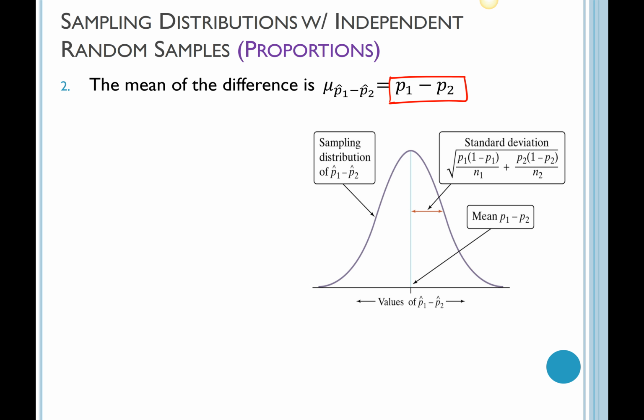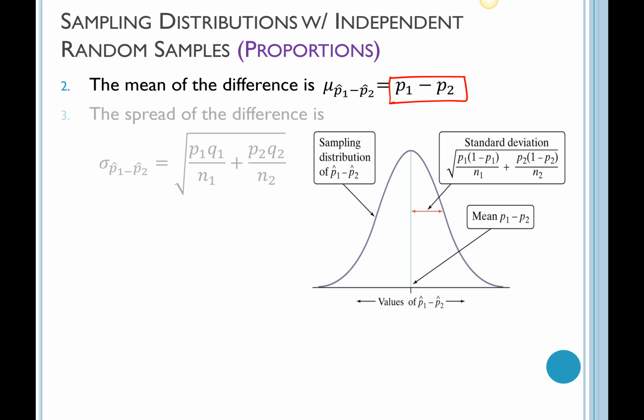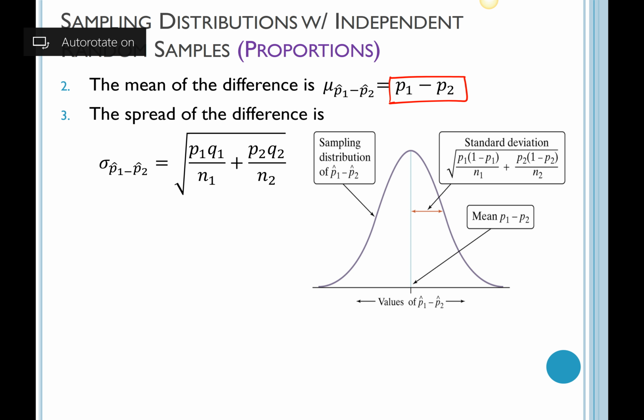All right. Now the standard deviation gets a little tricky. The spread of the difference here is going to be the sigma of p hat 1 minus p hat 2, being the square root of p1 q1 over n1 plus p2 q2 over n2. And some of you guys are wondering how we got that. So let's actually take a minute to go through that.